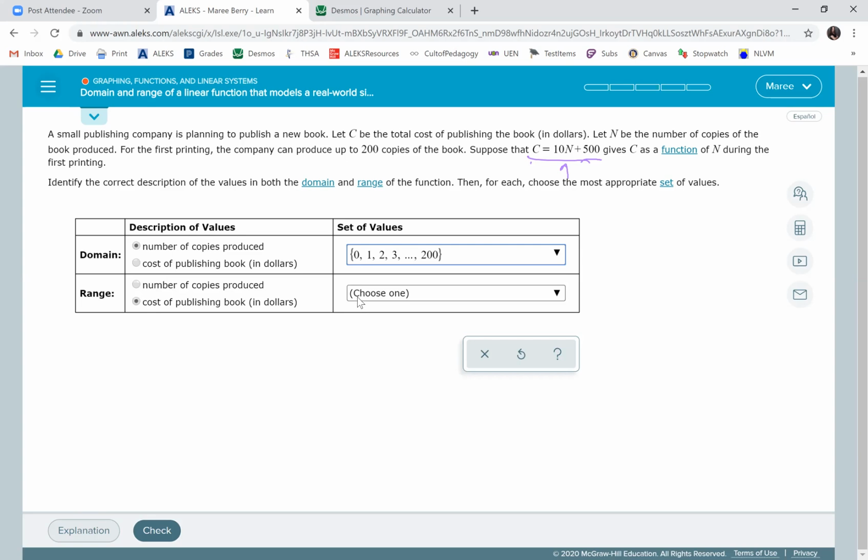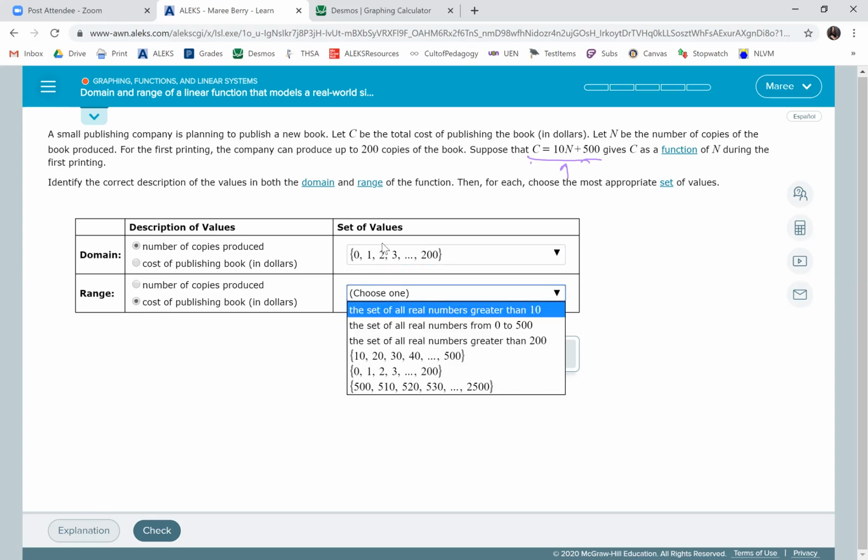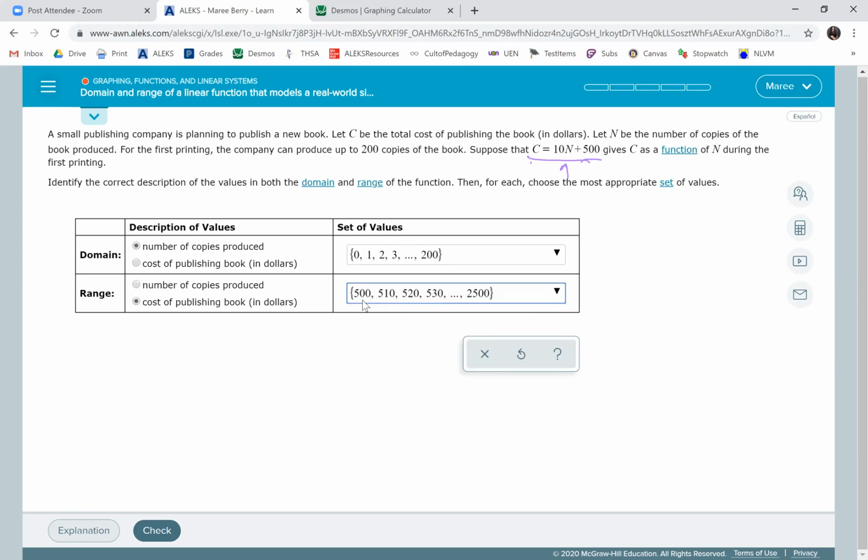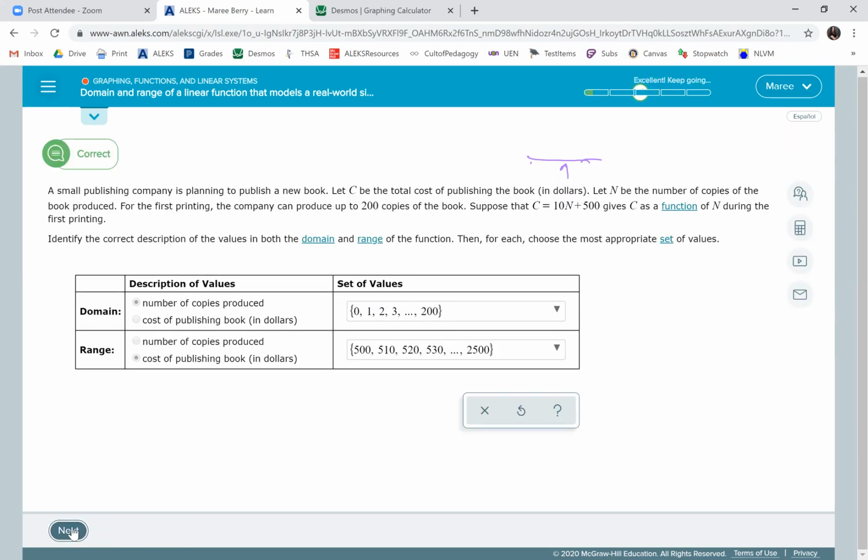And then the cost, we have to figure out what it is when it's 0. So it has to start with 500. Remember, this is going to be the only one that starts with 500. And because we're only selling them in whole numbers, we're only going to have counting numbers for our answers. They're not going to be in fractions or anything. So that's that one. Let's do another one.